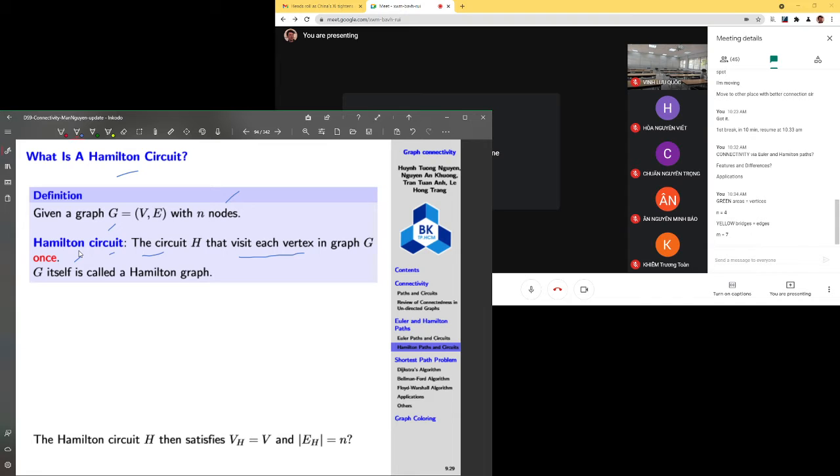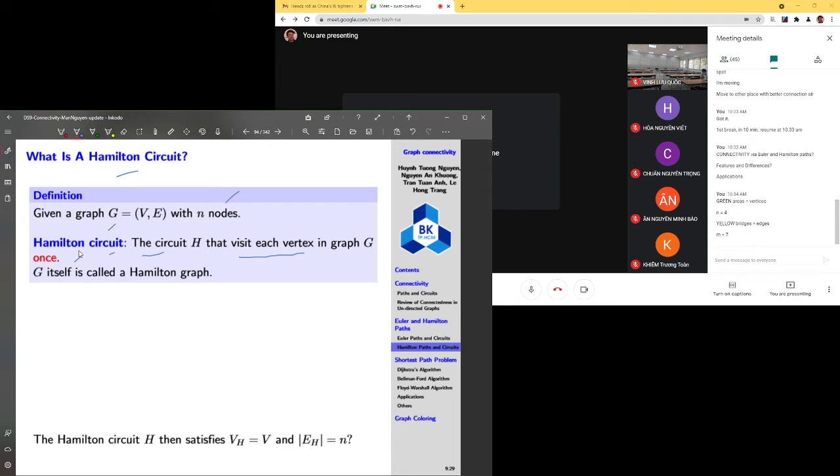Okay, but we can make some observation here. If the Hamilton circuit exists in your graph G, then by definition, the vertex set of the Hamilton circuit must be exactly equal to the original vertex set, because you read here: each vertex in the graph G.